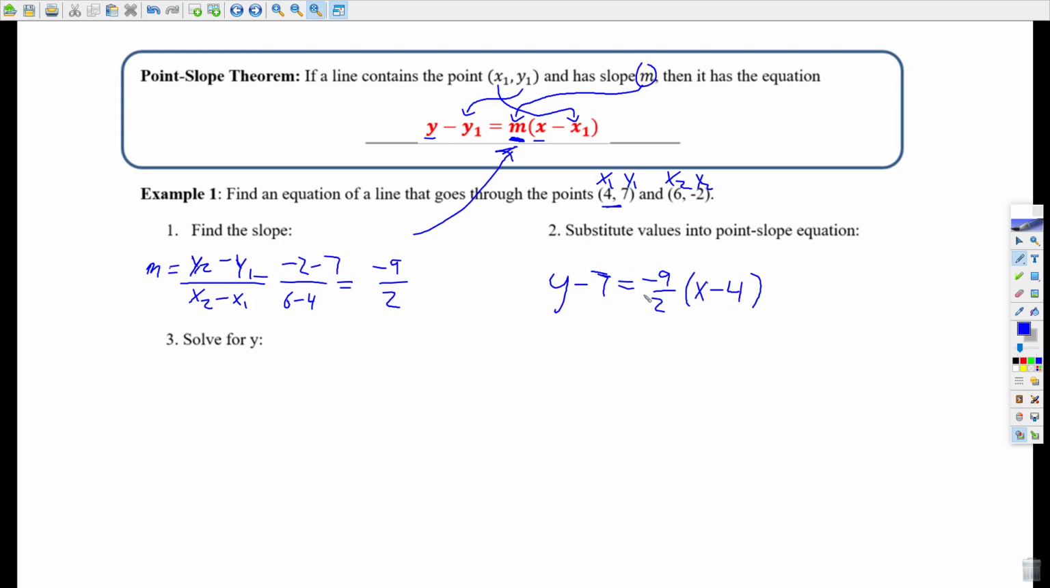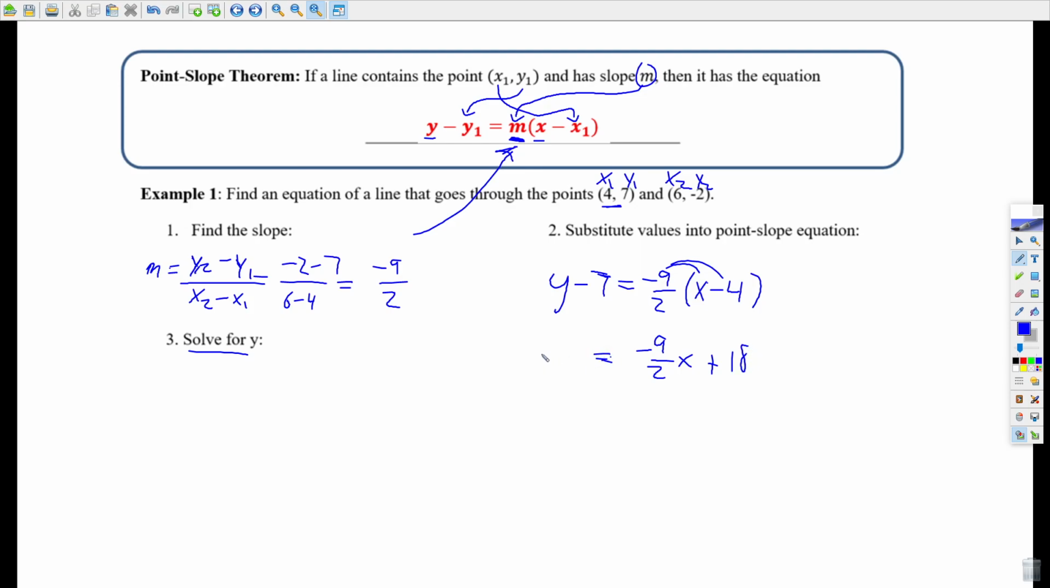We found the slope. We plugged the numbers into this equation, this formula, and then we're going to solve for y. So how do we solve this for y? Well, we're going to move the 7 over, but before we do that, since we have parentheses here, we're going to get rid of the parentheses. And how do we do that? Use distributive property. So we're going to distribute this fraction. Negative 9 over 2 times x just kind of stays like that. But then we have negative 9 over 2 times negative 4, which turns to a plus. If you multiply that together, that would be 9 times 4, 36 over 2, which would be 18.